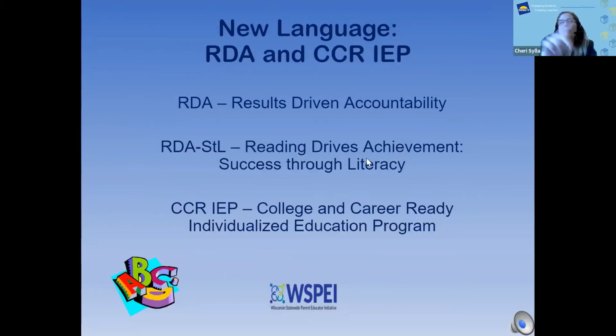All right, so I'm going to move on. This talks about some new language, and this occurred back in 2017. The IEP forms were revised, and so there was new language added. Things were shifted a little bit. The law didn't change, but how DPI, the Department of Public Instruction in Wisconsin, looks at IEPs has changed. So number one, instead of just an individualized education program, an IEP, we're now calling them College and Career Ready, the CCR IEP.